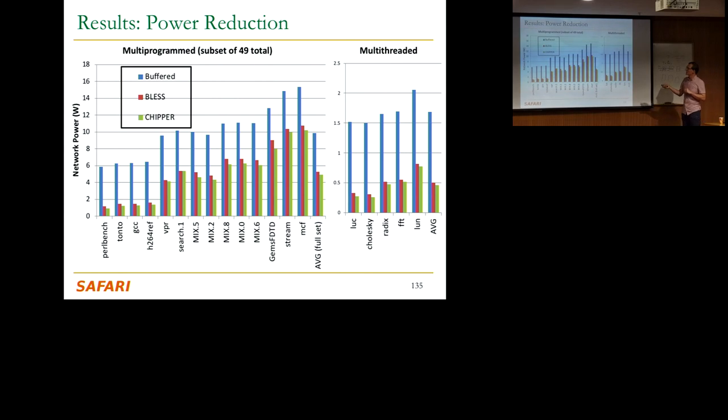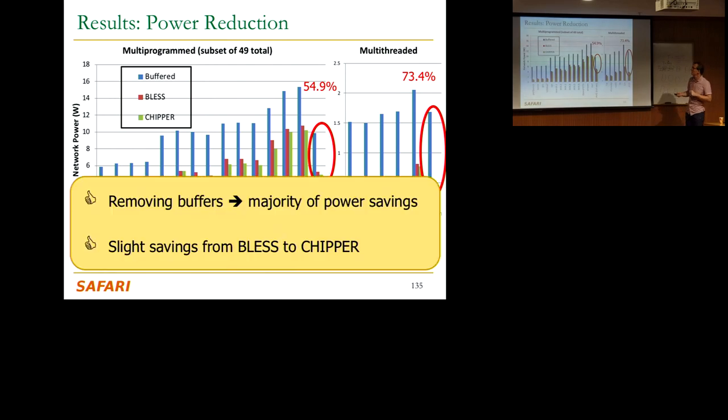So this is power reduction. This is the better news. As you can see, buffered is very high in terms of network power. BLESS reduced it, and chipper reduced it even more. So in terms of power, chipper is the most power efficient option. It reduces network power by about 55%. And multi-threaded even more, because multi-threaded workloads actually don't use the network that much.